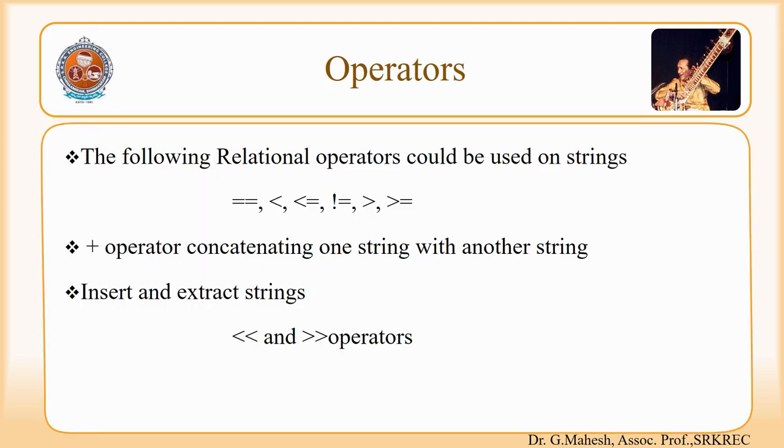Now let us see what are the different operators that can be used on strings in C++. The following relational operators could be used on strings. The first operator is equal to, less than, less than or equal to, not equal to, and greater than or equal to. We can also use plus operator for concatenating strings, and we can also insert and extract strings using insertion operator and extraction operator.